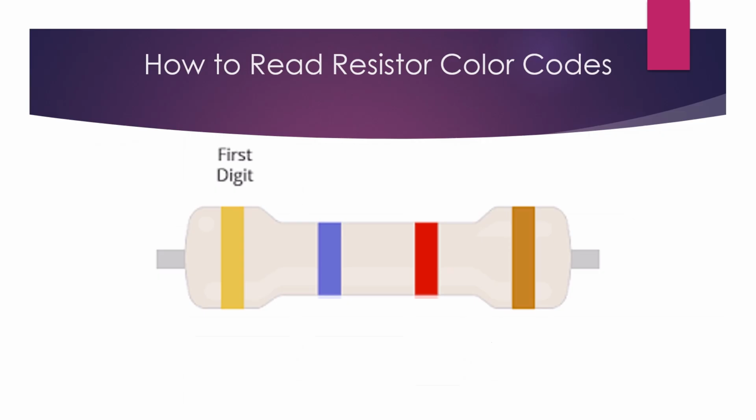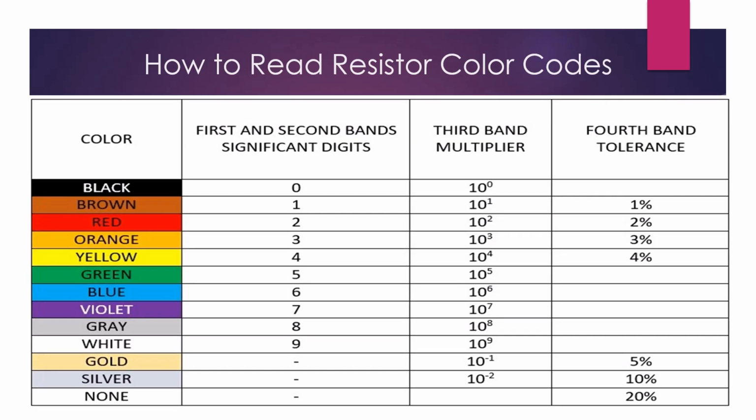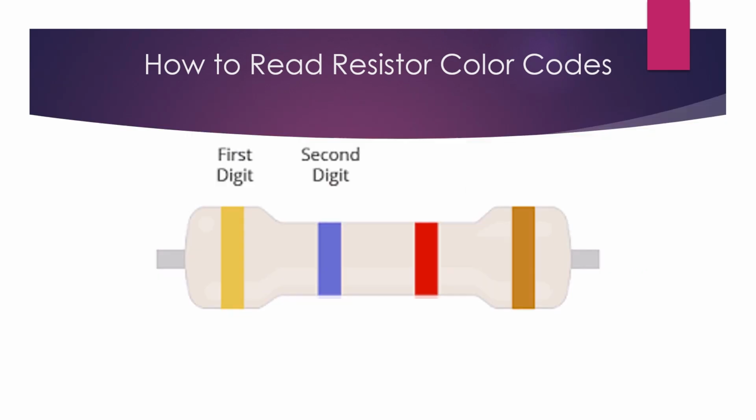First band: this band represents the first significant digit of the resistance value. Each color is assigned a specific numerical value from 0 to 9. Second band: this band represents the second significant digit of the resistance value and follows the same color code assignments as the first band.